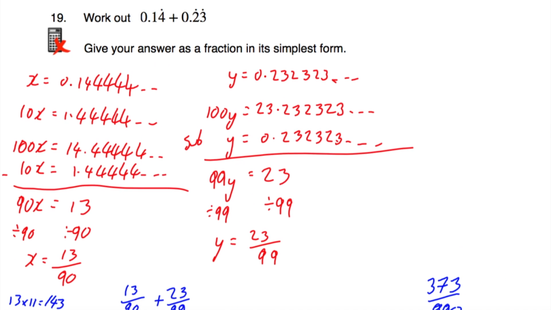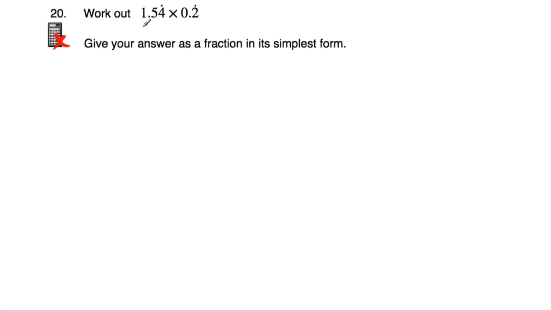Okay, let's have a look at our next question. Okay, question number 20 says to work out 1.544444 multiplied by 0.2222222 and so on, and to give our answer as a fraction in its simplest form. So let's convert both of these recurring decimals to fractions. So let's start off with our 1.544444 and so on.